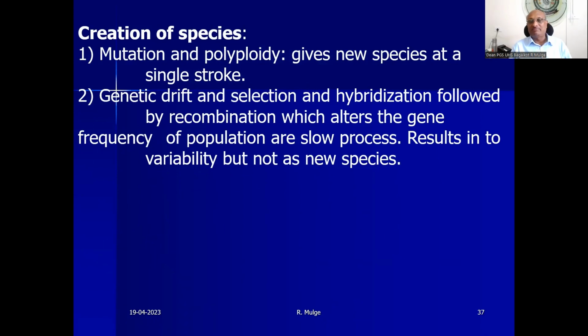Whereas mutation, big change, or polyploidy breeding, if there is a change in ploidy level by some means, through chromosomal aberrations, meiosis and the zygote formed by fertilization, that will lead to a totally different new species. In a single stroke you get a new species. Whereas genetic drift, selection, hybridization and recombination bring slow change in gene frequency, and it is a slow process, resulting in variability within a species, but not a new species.